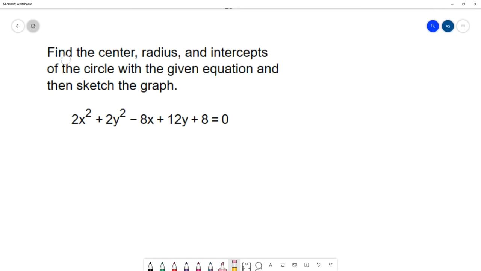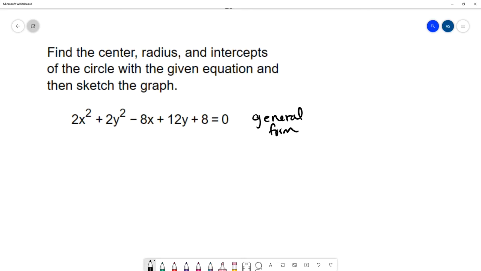On this example, we want to find the center, radius, and intercepts of the circle with the given equation, and then sketch the graph. The equation that we're given is 2x squared plus 2y squared minus 8x plus 12y plus 8 equals 0. So this is an equation of a circle that is in general form.